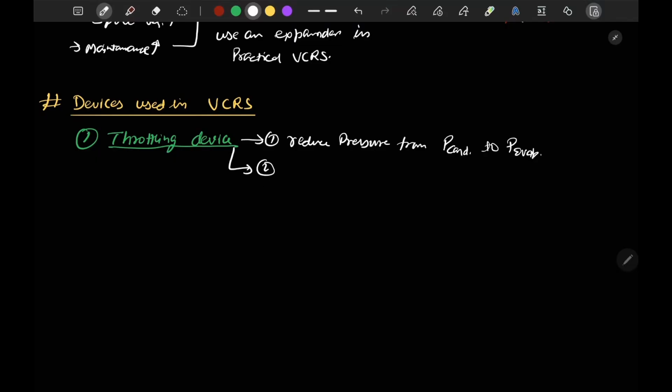Point number two, it is required to meet the refrigerant load. And what does it mean by refrigerant load? It means that it is required to regulate the amount of refrigerant, the mass flow rate. According to our requirement, the corresponding mass flow rate should be provided.